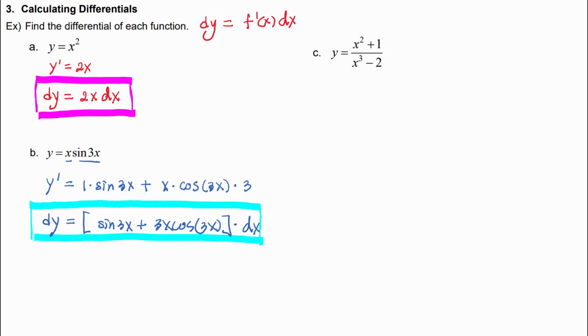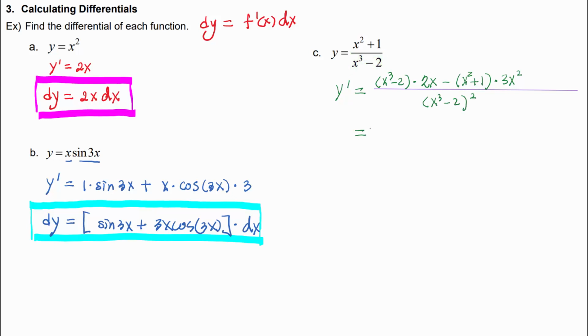The third function is a rational function. So to take the derivative of this one, I would need to use the quotient rule. So let's use the quotient rule to take the derivative of the third one. y prime is equal to low, the quantity x cubed minus 2, times d high, the derivative of x squared plus 1 is 2x, minus high, my high is the quantity x squared plus 1, times d low, the derivative of low is 3x squared, over the square below. So I need to square the quantity x cubed minus 2.